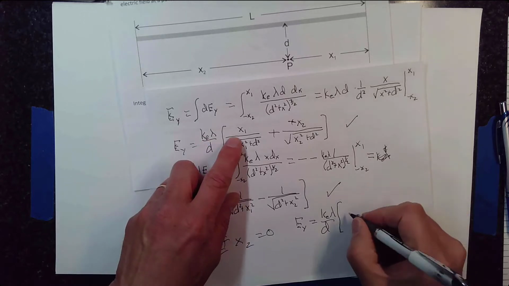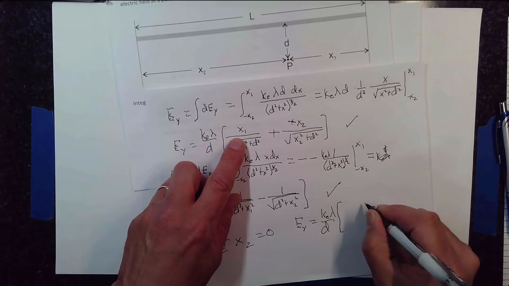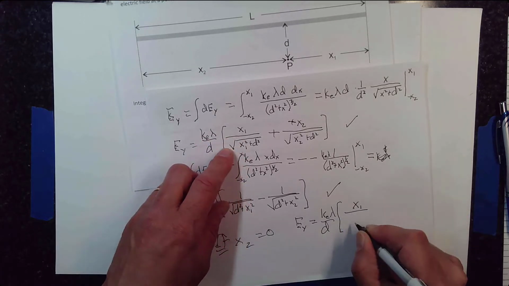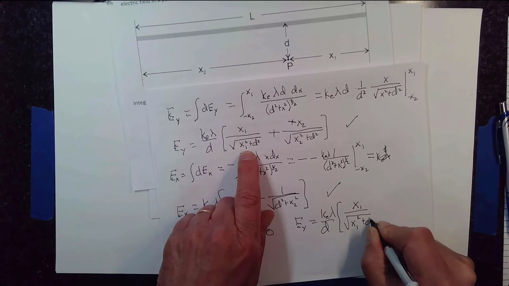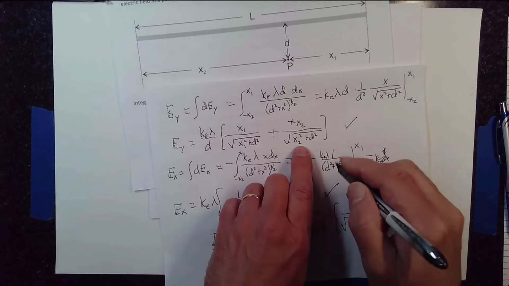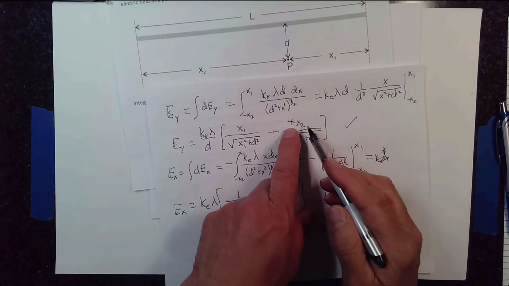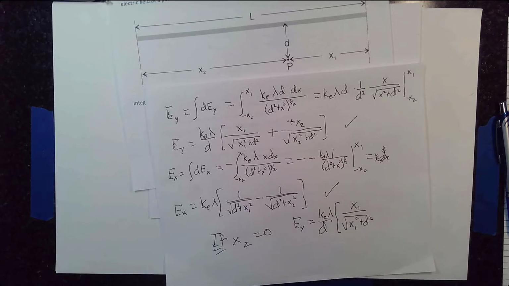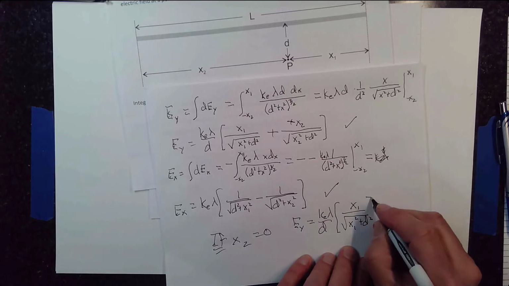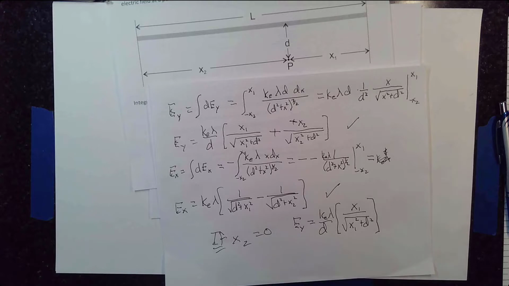x2 is 0, but x1 is not. So I'll have x1 over the square root of x1 squared plus d squared. And the second term will vanish. If x2 is 0, there's no contribution from this thing. And so that's my expression for e sub y.